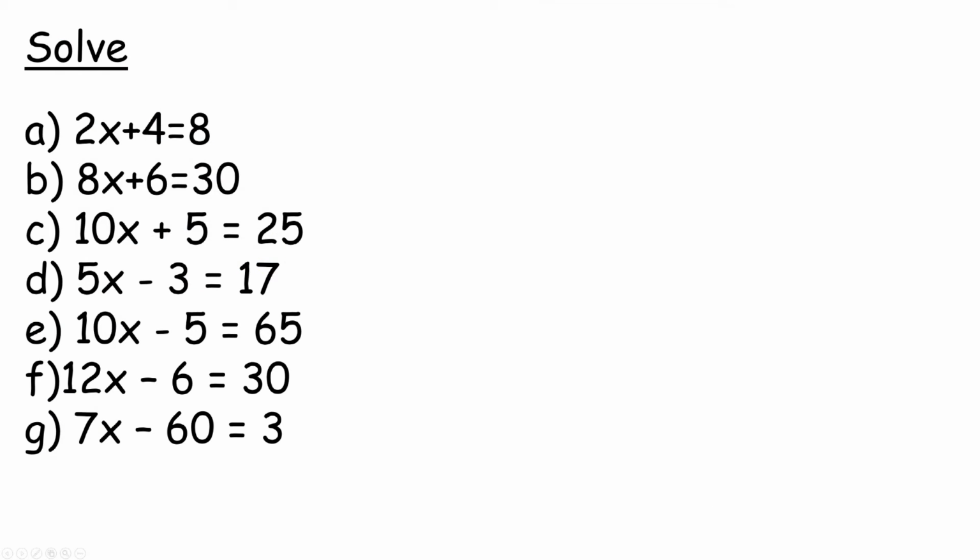Here are some two-step equations for us to solve. So to solve these equations, for A, I need to do 2x plus 4 equals 8. To get 2x on its own, I need to subtract 4 by taking it over the other side of the equal sign, so it becomes a take away. So I will have 2x is equal to 8 take away 4. So that means that 2x is equal to 4.